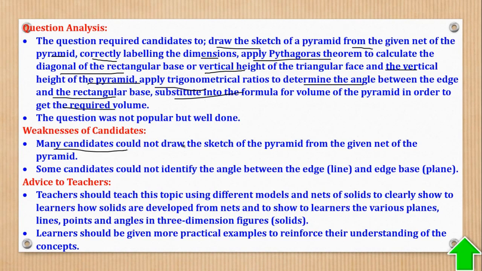So many candidates could not draw the sketch, and that's where marks begin to get lost from. Because when the sketch is not okay, then nothing can be okay. Some candidates managed to draw the sketch, but when it came to identifying the angle between the edge and the base, it was a challenge. So practice is needed here.